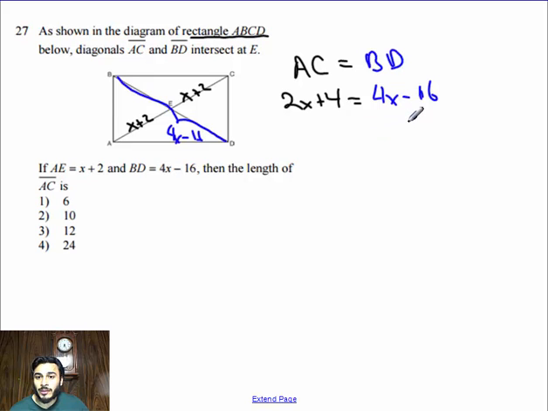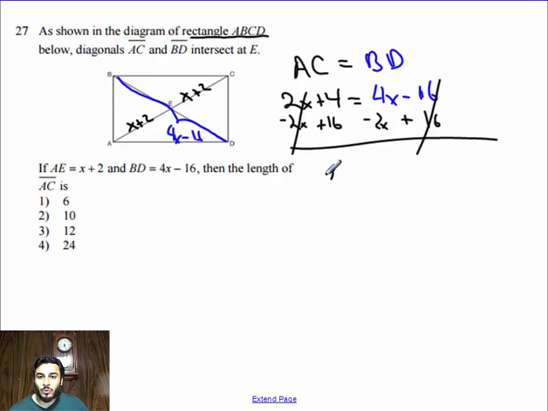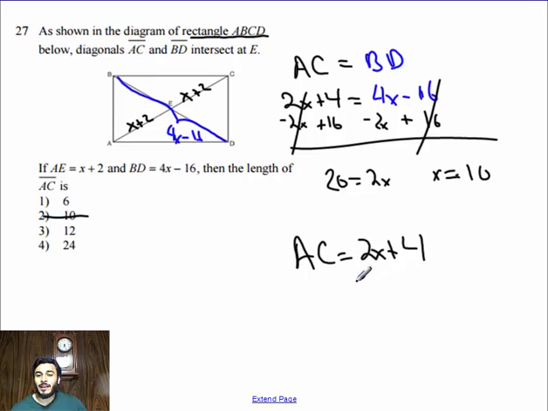Try to do this the quickest way. So let's add 16 to both sides and subtract 2x from both sides. So this guy cancels out, this guy cancels out, so we get 20 equals 2x, x equals 10. But be careful, right? The answer is not 10. Got to plug in to find the length of AC. So if you want the length of AC, let's plug in to 2x plus 4, because remember AC equals 2x plus 4. So that's going to be 2 times 10, that's 20. 20 plus 4 is 24. So the answer is choice 4.